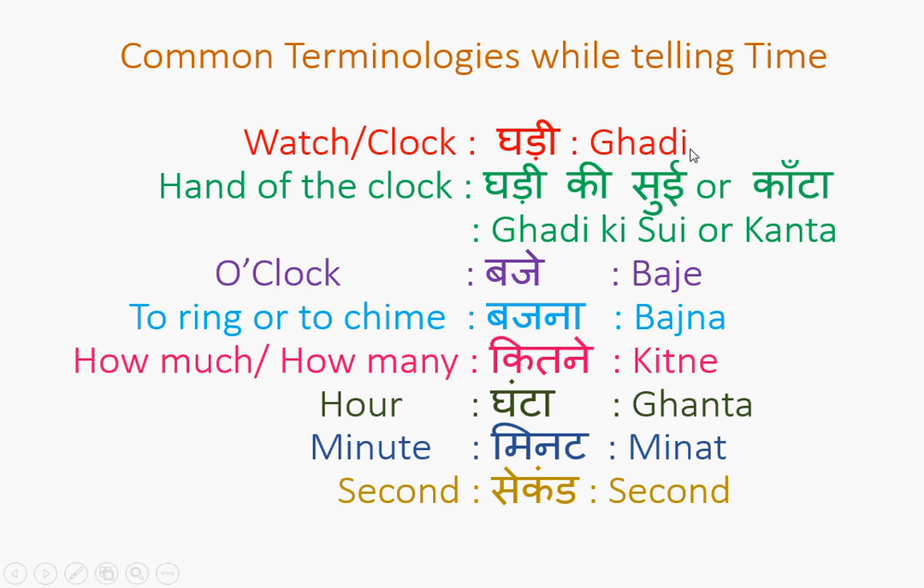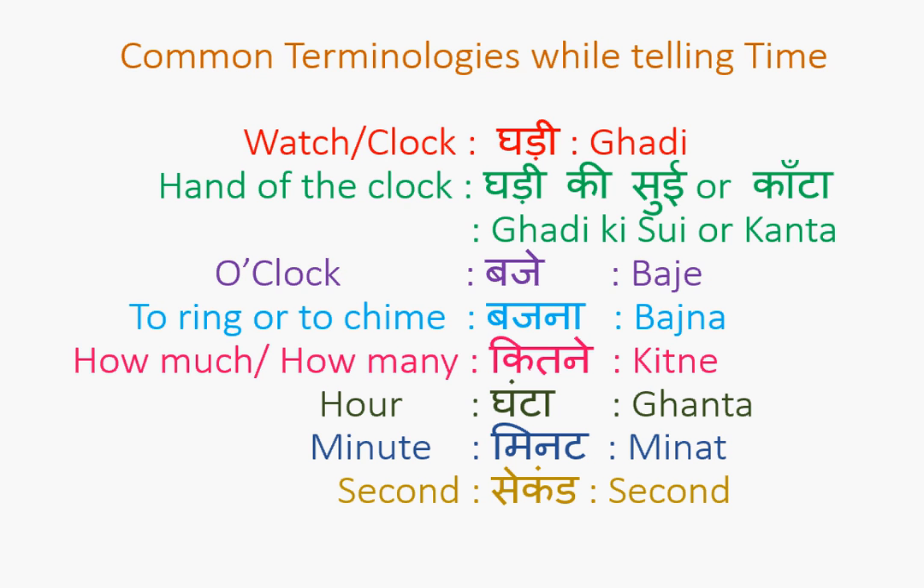Then hands of the clock. A hand of the clock is called ghadi ki sui. Hand, sui, or the other way is kaanta. Kaanta. Ghadi ki sui or kaanta. Then o'clock, 9 o'clock, 10 o'clock. O'clock is baje, 9 baje, 9 o'clock. 10 baje, 10 o'clock.